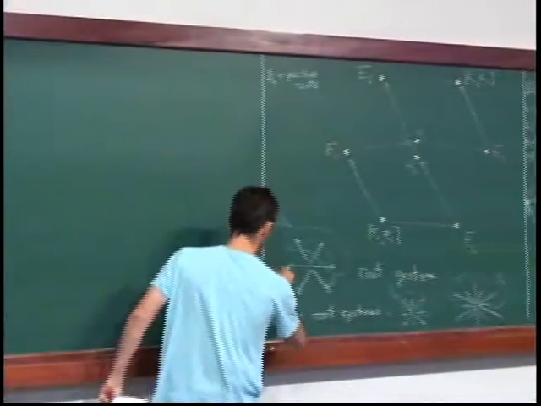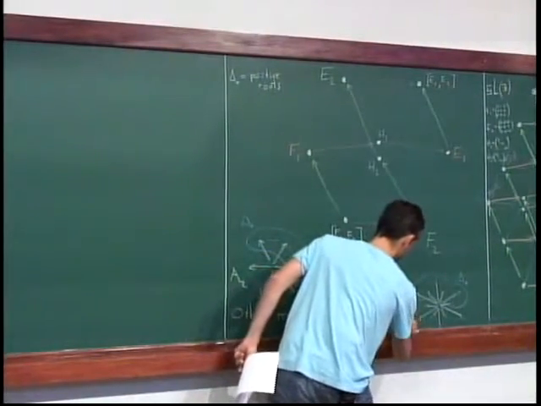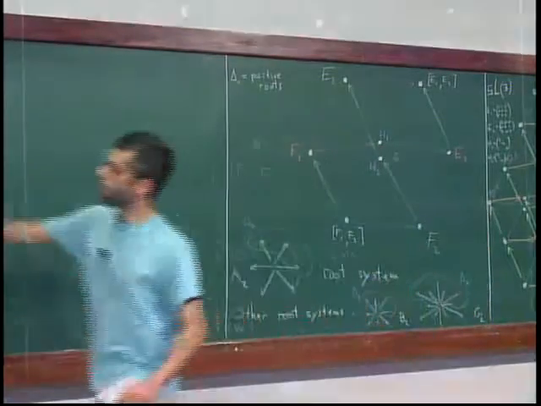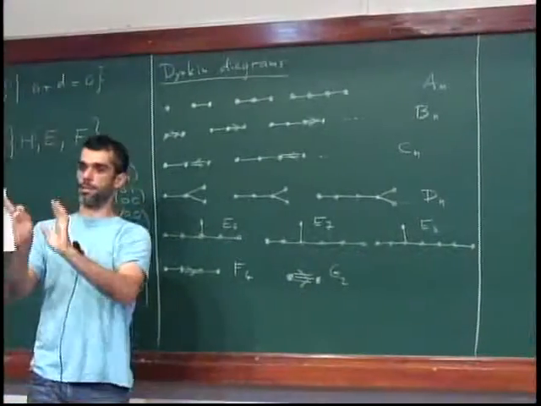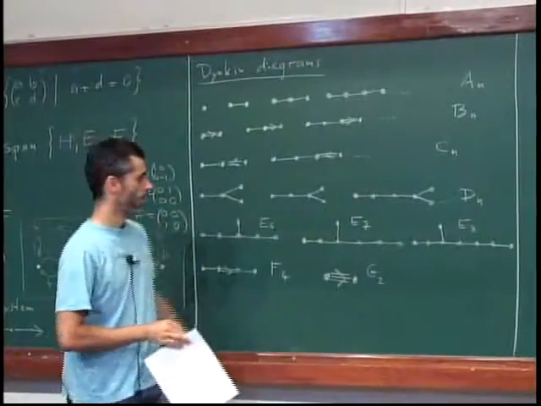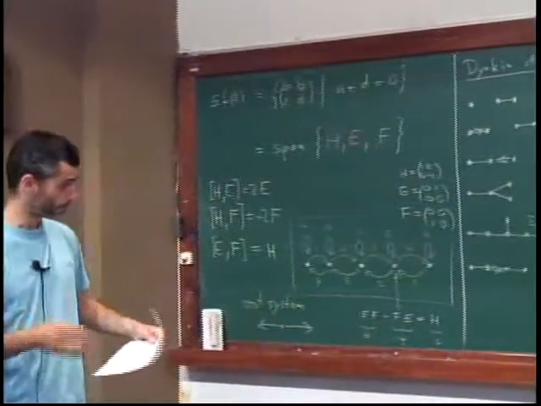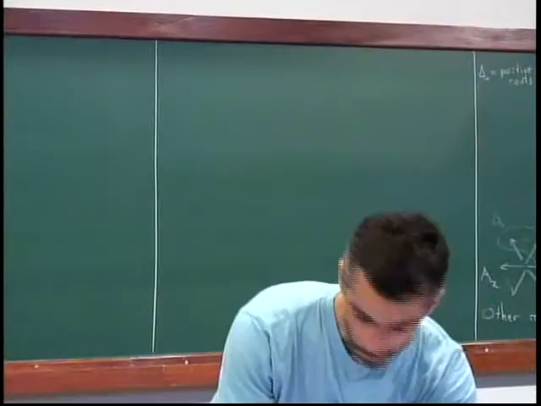So this is type A1, A2. This is B2, and that's G2. To draw the root system for A3, I would need to make a 3-dimensional picture with arrows pointing everywhere in 3 space. And if I wanted to do it for E8, I would need to do the same thing in 8-dimensional space, which I won't do. OK, so this is the starting point.